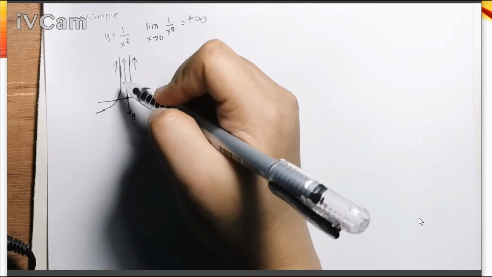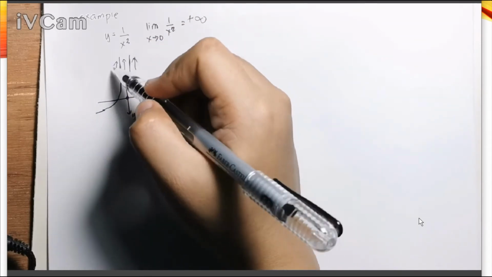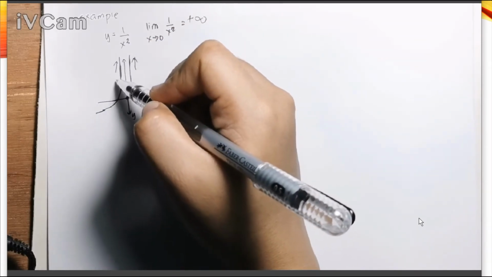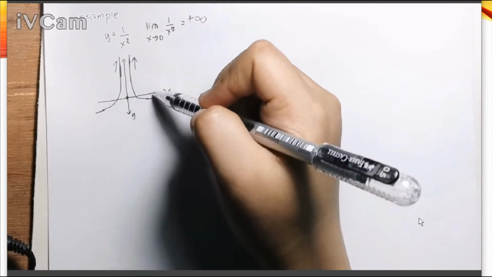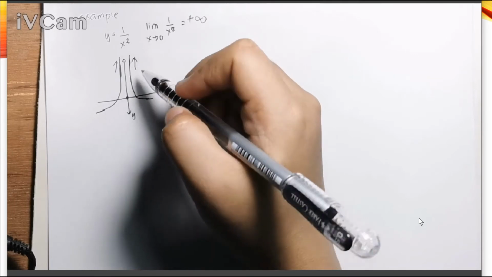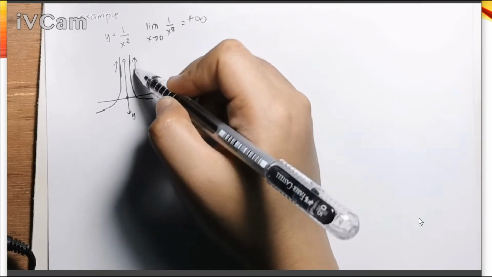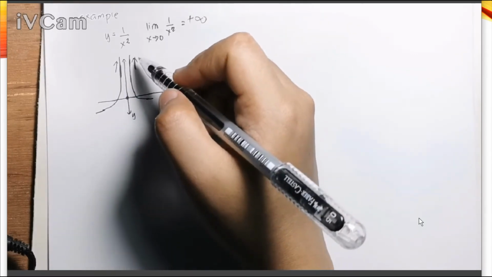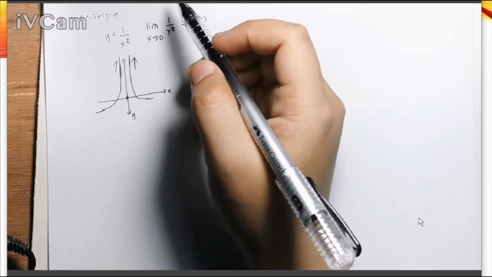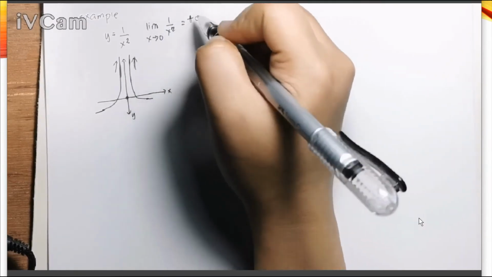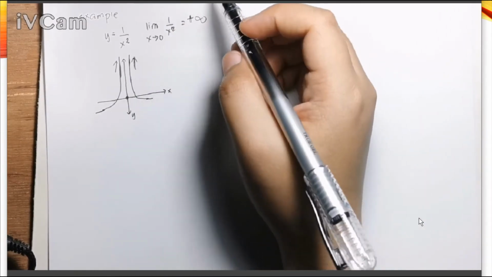So as our x approaches 0 from left to right, it goes to positive infinity. And as our x approaches 0 from this side, from right to left, it also pataas po siya, which means pa-to po siya positive infinity. So this means that the limit of this function is infinity.